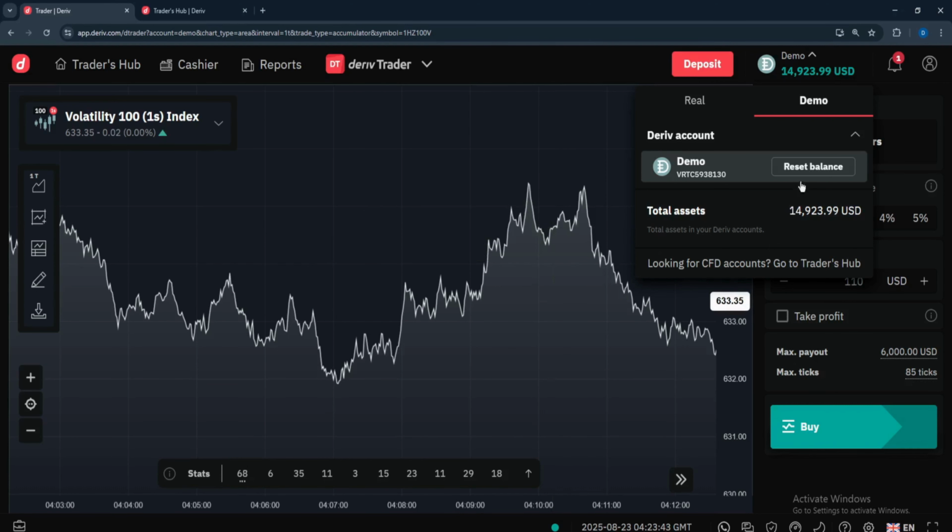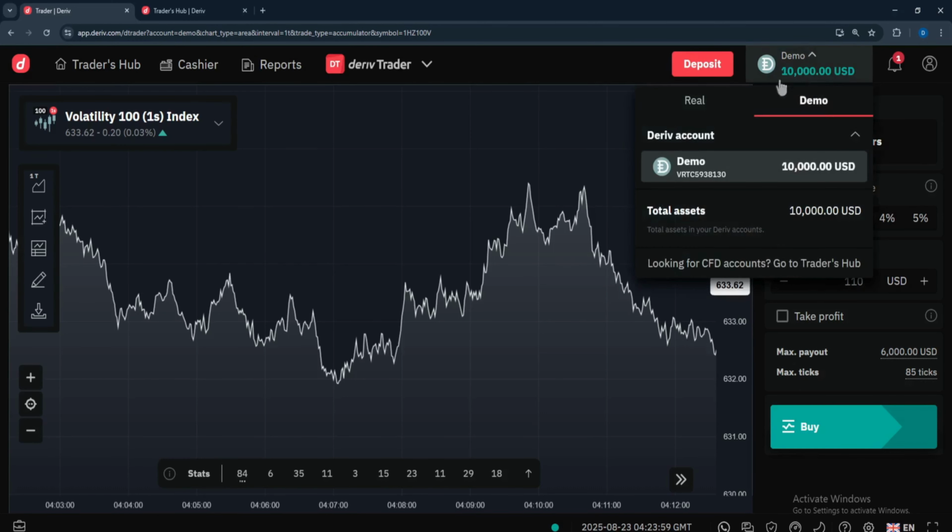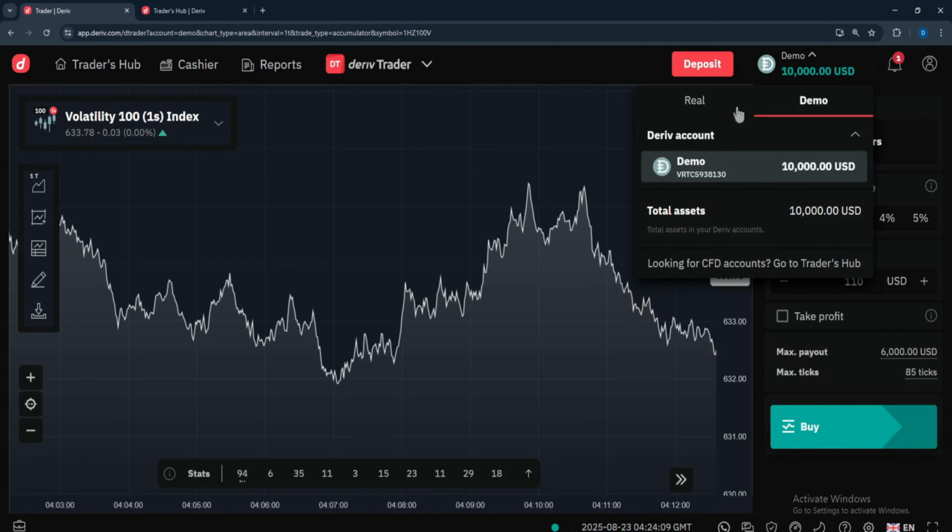Yeah, and a good thing about this is that you can always reset it. So even if you blow all this money or even if you deplete all this money, you can just come and reset. All right? Yeah, so this is what you call demo. So this is the place whereby you'll be seeing your balance. If you want to see your real balance, you'll just click there and then you click on real. And you can see your real balance. Okay, as you can see, this is the amount I have in my account currently. Okay, so that is the difference between demo and real.